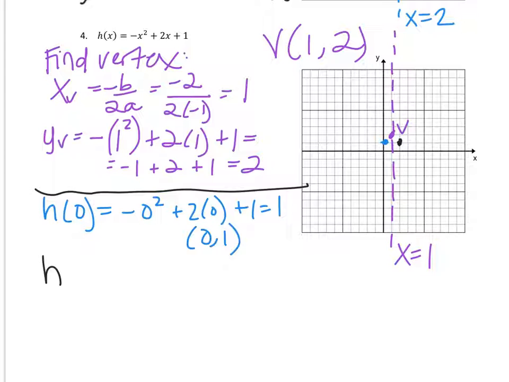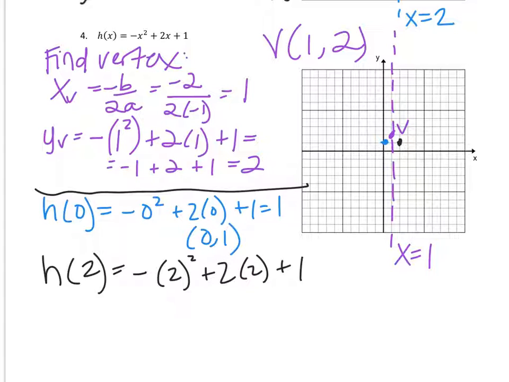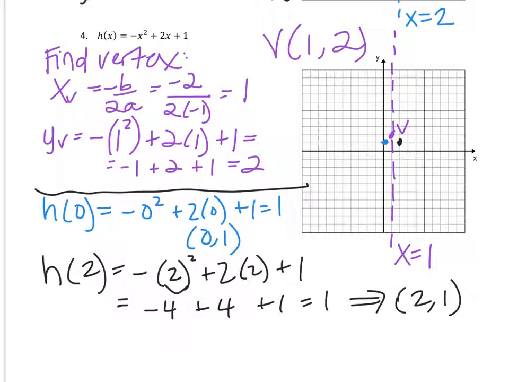For the other one, let's find h of 2 and make sure those are truly mirror images. So if I do negative 2 squared plus 2 times 2 plus 1, we end up getting a negative 4 plus 4 plus 1, so we get a 1 out. So again, that's another pair. When we plugged in a 2, we got out a 1. So that makes perfect sense with what we did as our mirror image.